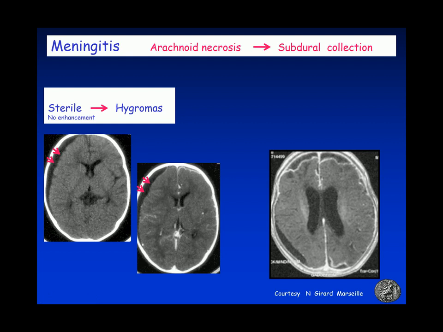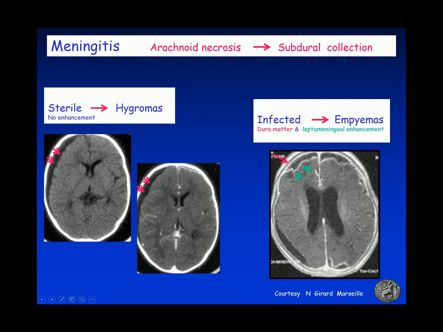Hygromas are collections with clear liquid. But if you see something like this, enhancement of the meninges, the dura mater, and the leptomeningeal enhancement, in that case, you can talk about empyema.